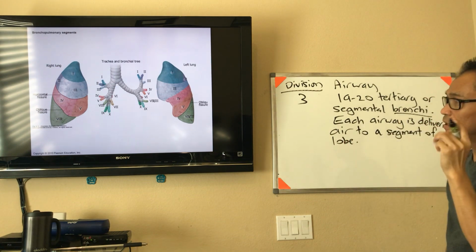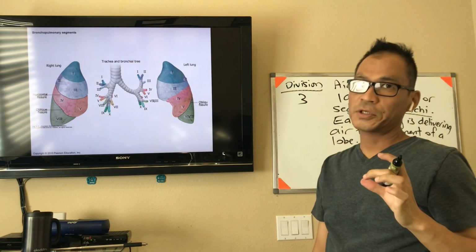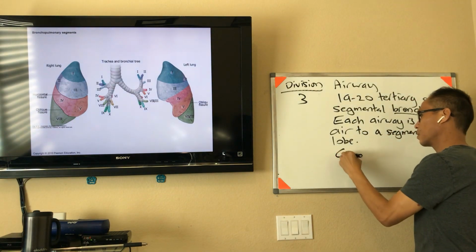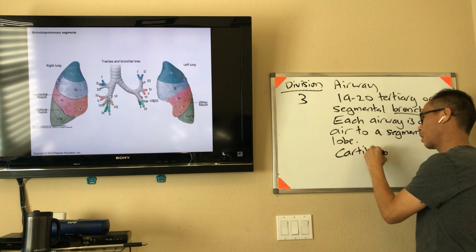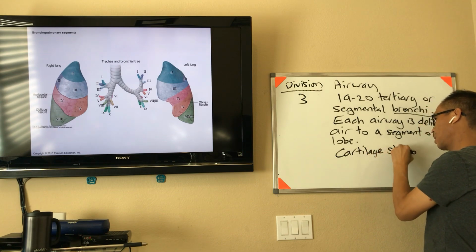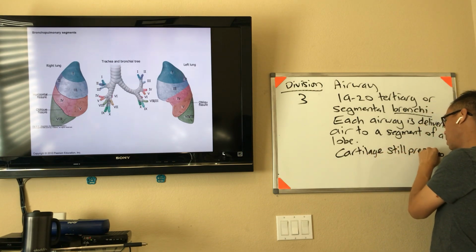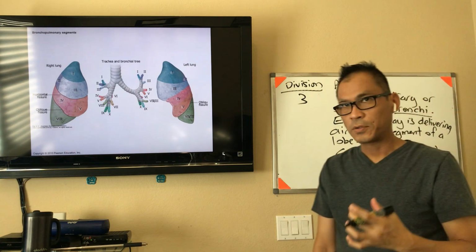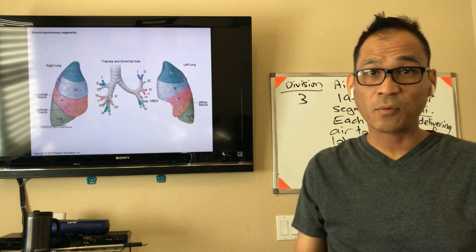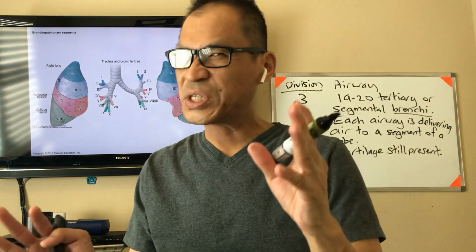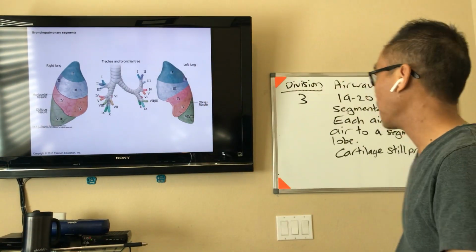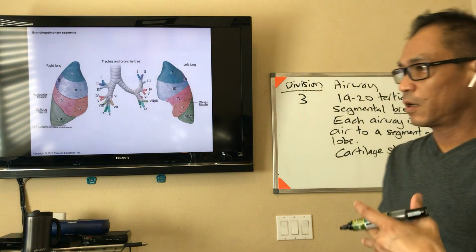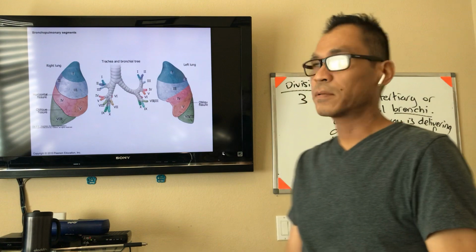You still have prominent amounts of cartilage, although it is decreasing. Cartilage still present. With each division, you're starting to decrease the amounts of cartilage. Eventually, you want to get rid of it altogether, but right now it's still there. And this is still divisions 1, 2, and 3. We still call this the conducting airways.